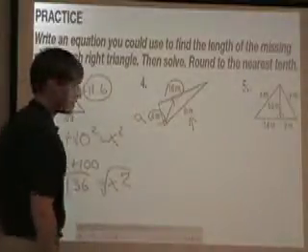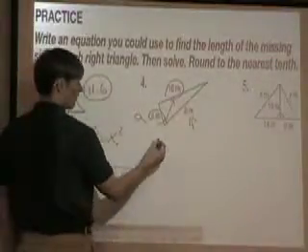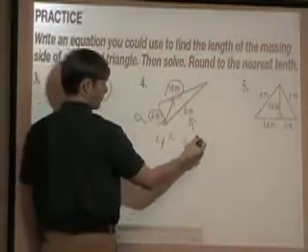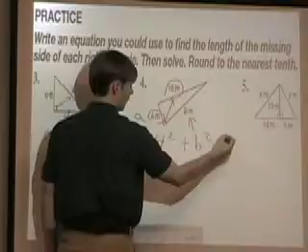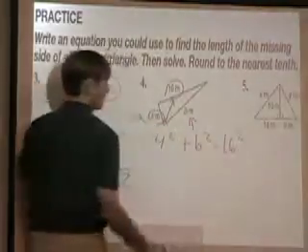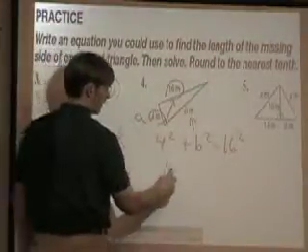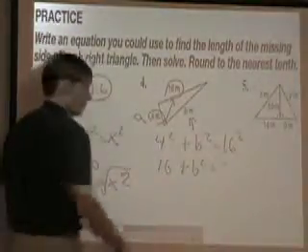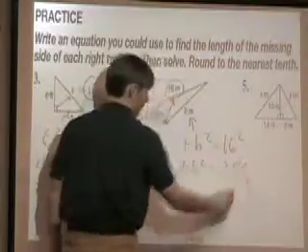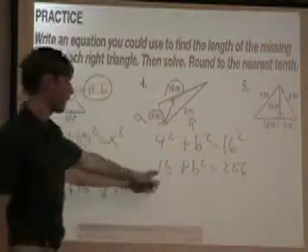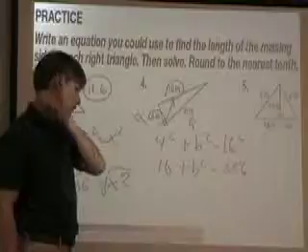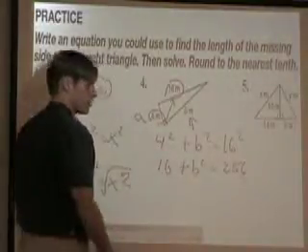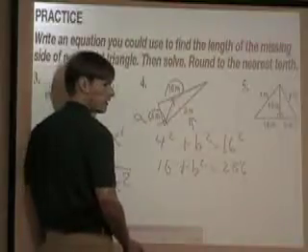So how do I set it up, Reggie? A squared, 4 squared, plus B squared equals what? 16 squared. So now 4 squared is 16 plus B squared equals, what's 16 squared? 256. Now what do I do right here, Levi? I got to get B by itself, so I need to move 16. How do I do that? Jonathan? Subtract 16 on both sides.